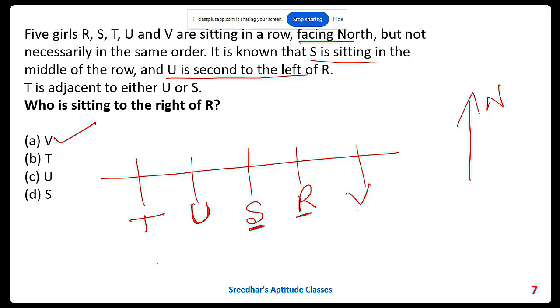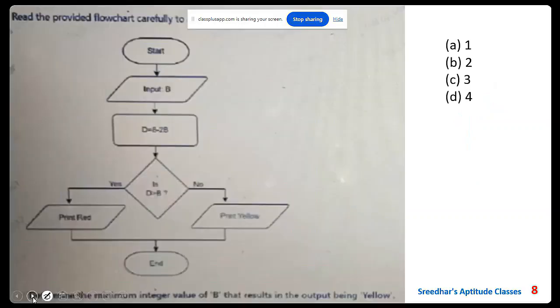Is this clear? If any of you need repetition, let me know. Answer B. I hope you understood. This is quite an easy question because S is in the middle of the row. If I take R here, then U can be second to the left of R. As T has to be the neighbor of U, T is here, and the only place left is V. So to the right of R, V. Okay, good. Next question on the screen.